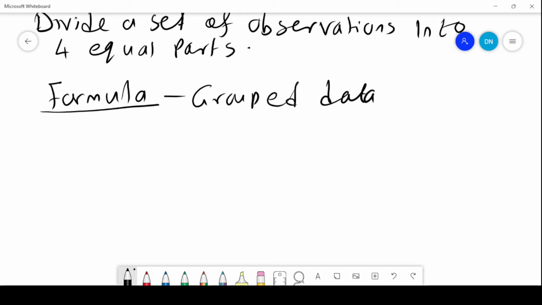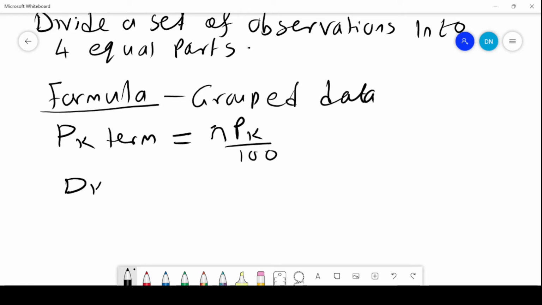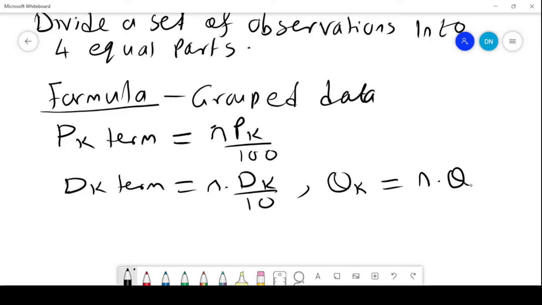And if I just use the kth term, this will be n times pk all over 100, and this will also apply even if it's the deciles I'm dealing with. The decile term will be n times dk all over 10, and that means also the quartile terms, the qk term is n times qk over 4. So that's what we want to keep in mind.